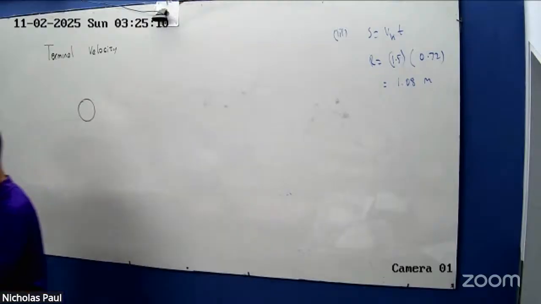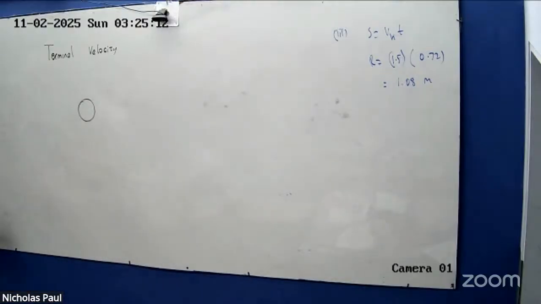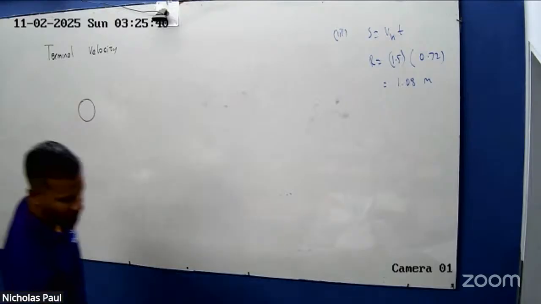Ready? Last thing, I'm done. There's a concept called terminal velocity. So I want you to understand something called terminal velocity. What do you understand by terminal velocity? Anybody? The maximum speed of an object. All right, we can work with maximum.